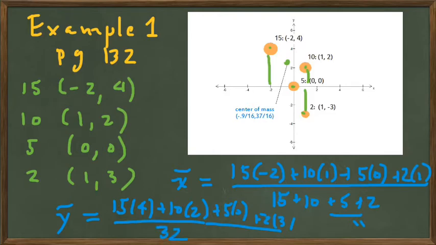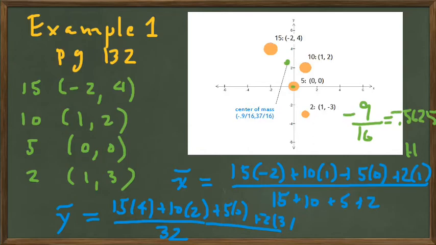So if we do these computations as they are in the book, the x bar is negative 9/16, or negative 0.5625, and the y bar is 74 over 32, which is approximately 2.3. And does that make sense?